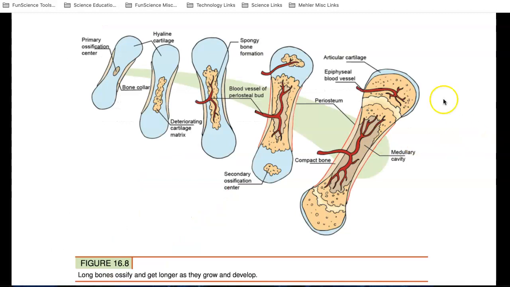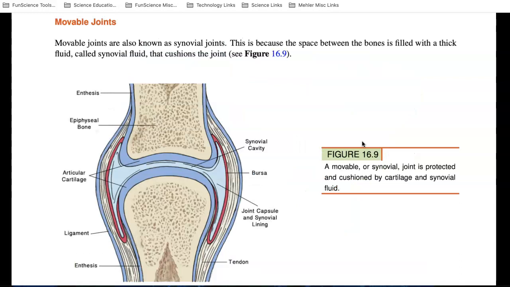This is a long bone. Let's say this was the humerus in your arm, but as you are smaller and you develop, this bone becomes more and more, not only in size, but also becomes more sophisticated in the type of tissues that it can support. We're going to look at a few of your movable joints now, and sometimes doctors call these synovial joints.